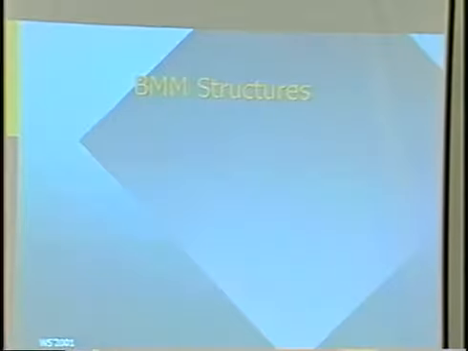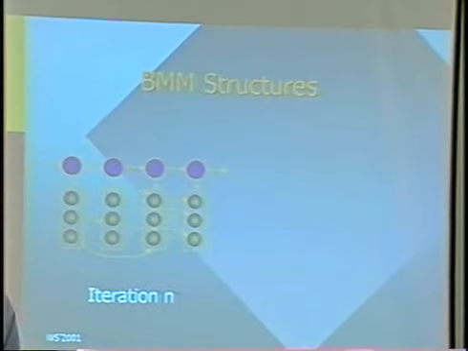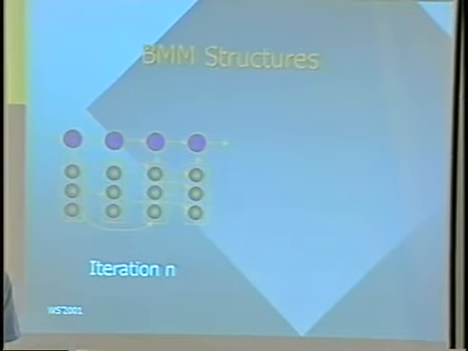So the DMM structure at iteration n could be like this. And then after one iteration, it can be like this. And if you notice, some of the edges may change and some will not change.